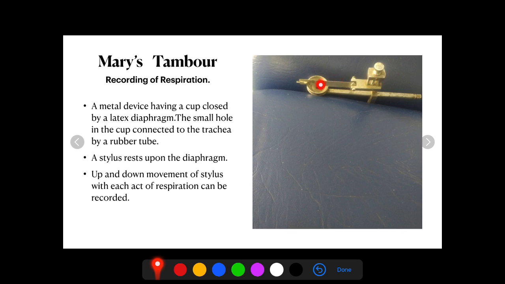Now, this is a very unique instrument known as the Mary's tambour. This is made of metal. Here there is a cuff which is blocked by a latex diaphragm, and there is a hole here. You can see the hole.